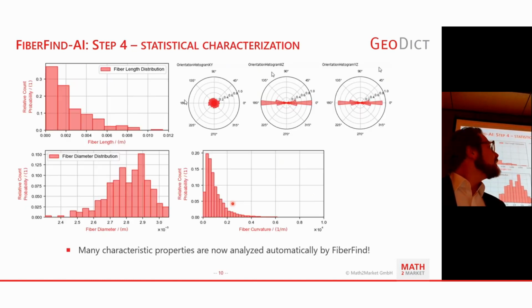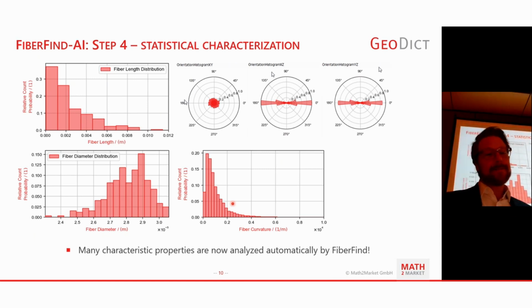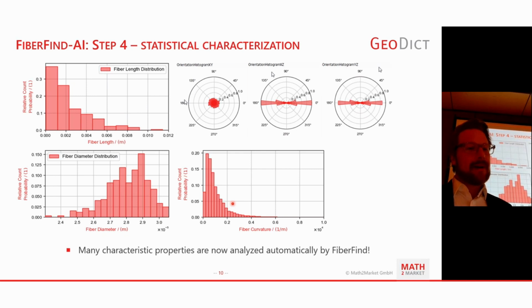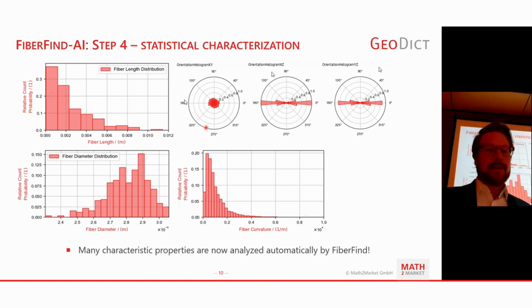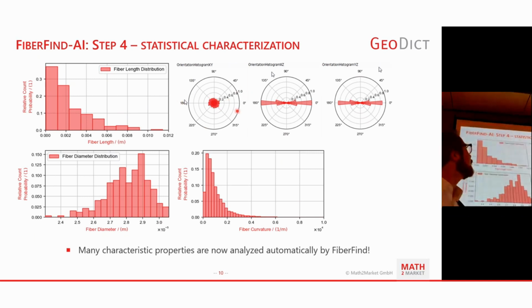And last but not least, the last step, of course, then knowing the trajectories of all these fibers, knowing where they start, knowing where they end, their diameter, their length, etc., we can do many statistical characterizations. And much of this stuff is actually work of Andreas Grieser, my colleague. You can, for example, get a fiber length distribution, a fiber diameter distribution, a fiber curvature distribution, and an orientation distribution. For example, up here you can clearly see that the fibers are very much oriented in the XY plane, due to these polar plots. They will show you this.